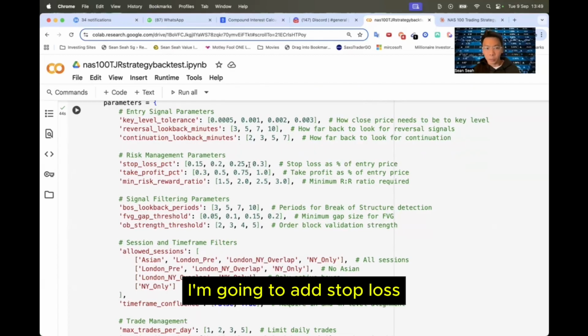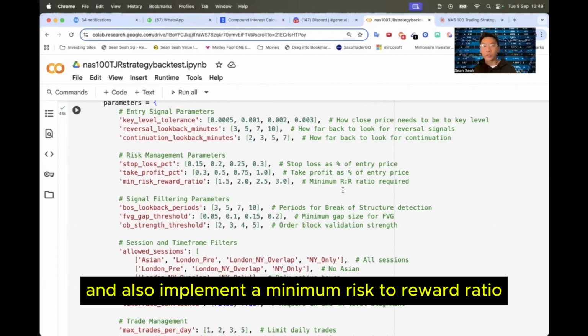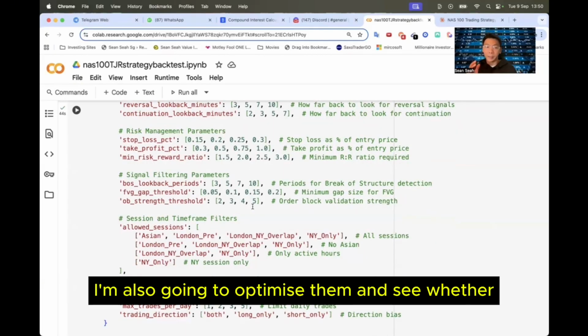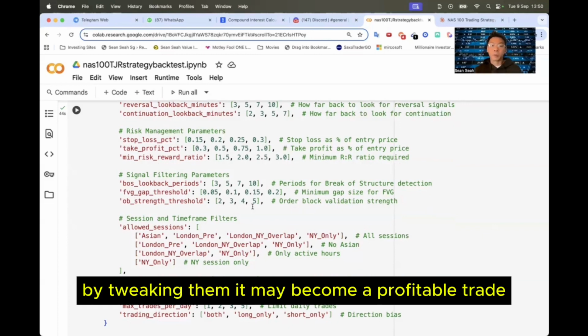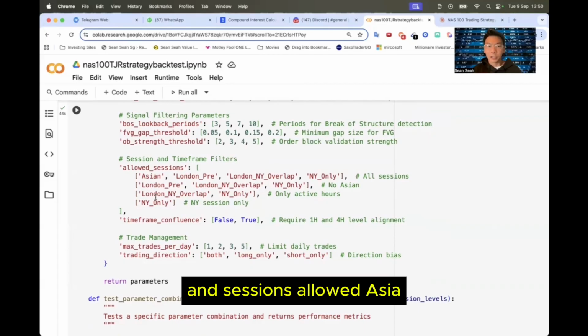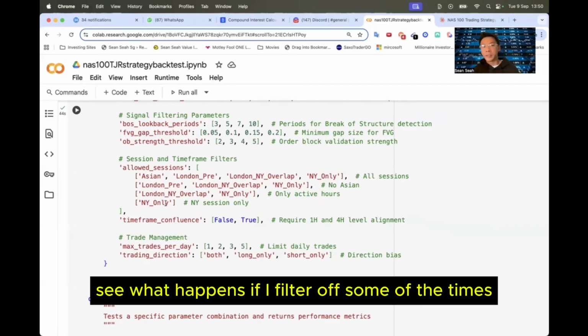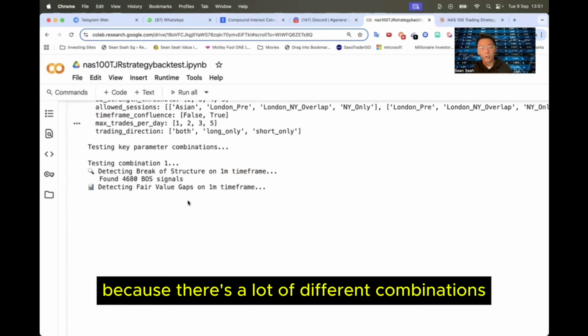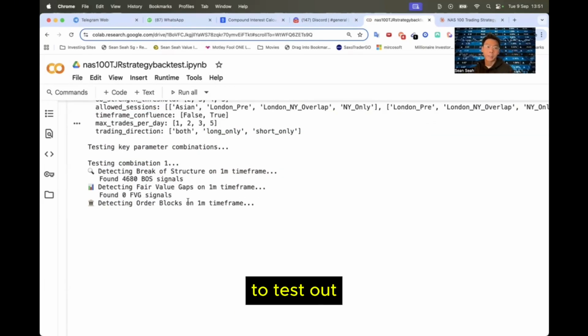It is my favorite portion, the risk management portion. I'm going to add stop loss, take profit, and also implement a minimum risk to reward ratio. For the filtering parameters as mentioned, I'm also going to optimize them and see whether by tweaking them, it may become a profitable trade. I'm also going to test the different time frames and sessions allowed: Asia, London, New York. See what happens if I filter off some of the times. Let's run this optimization block. This is going to take some time because there are a lot of different combinations to test out.